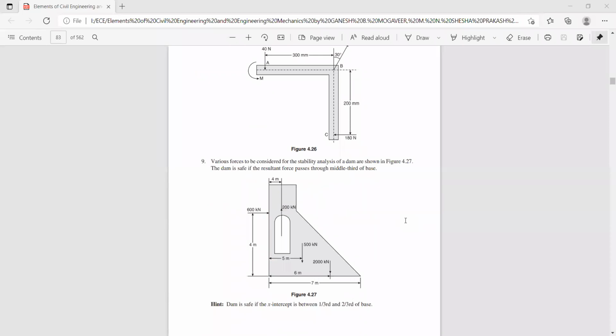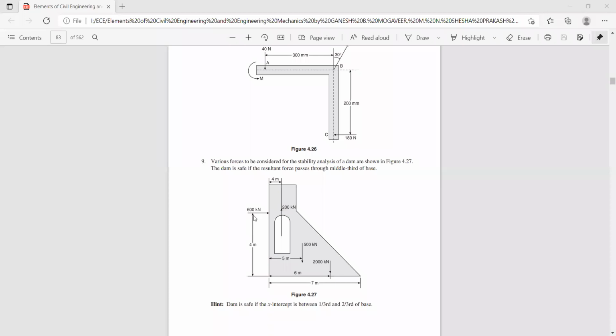Now here you have an exercise problem, wherein it is a dam structure. You know what a dam or a reservoir is, which is mainly constructed to store water on the upstream side, and the same water can be utilized for various purposes. Now it is a two-dimensional figure.